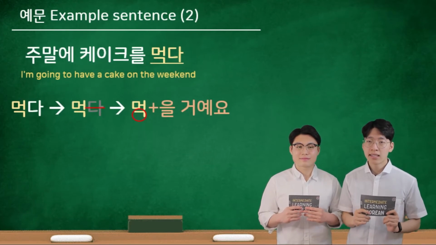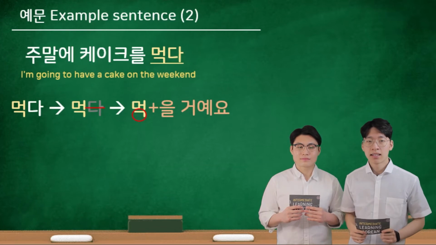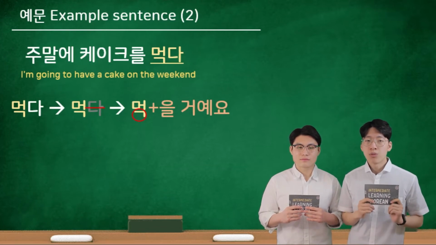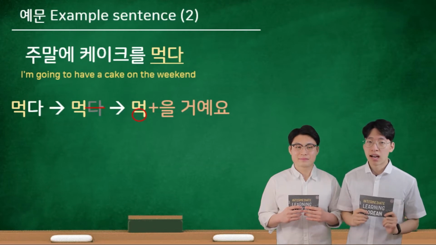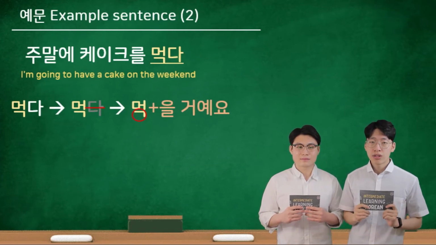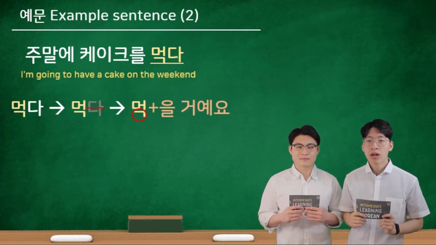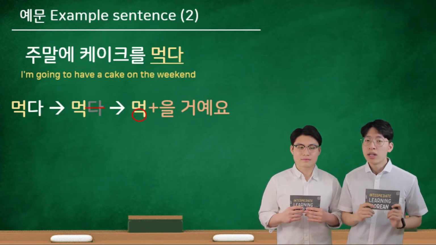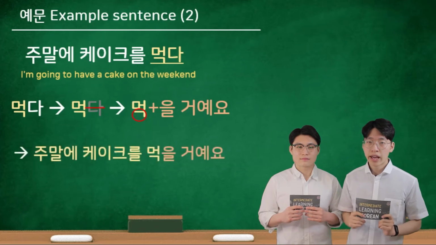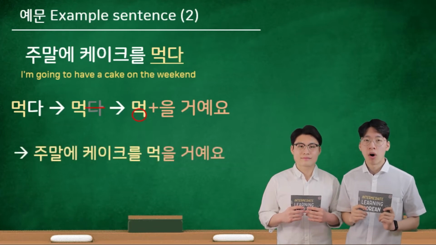주말에 케이크를 먹다. When we remove 다 from the verb 먹다, we can use 을 거예요 because there is a final consonant. So it becomes 주말에 케이크를 먹을 거예요.